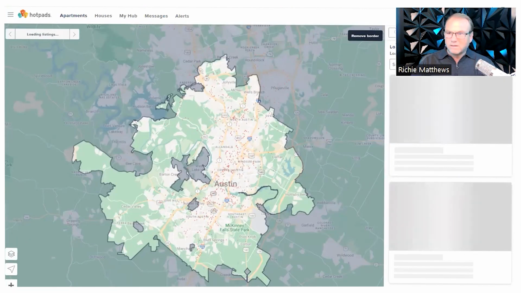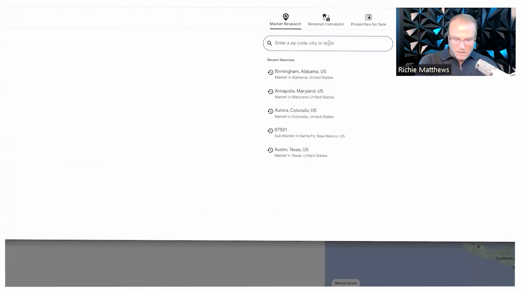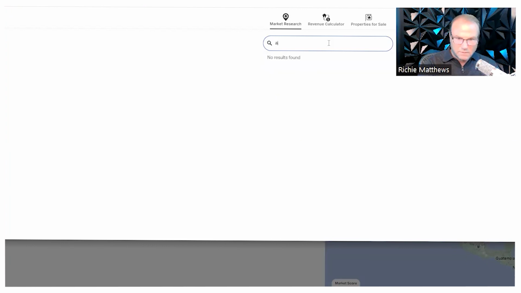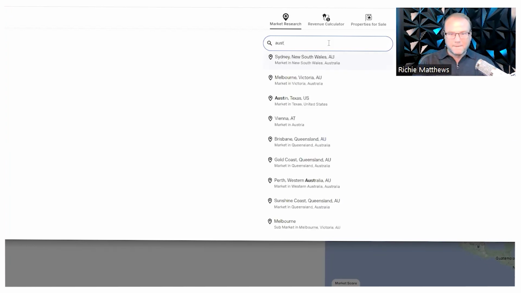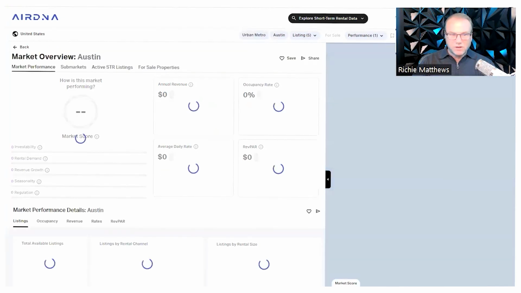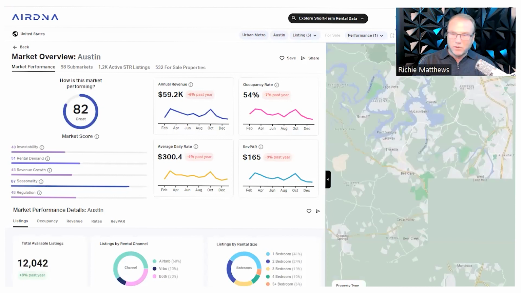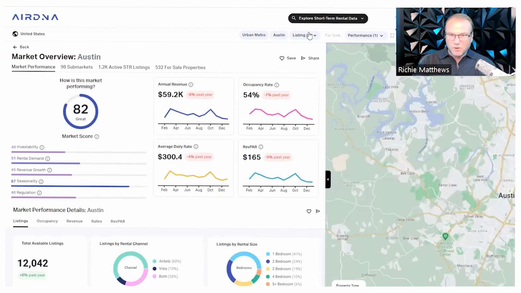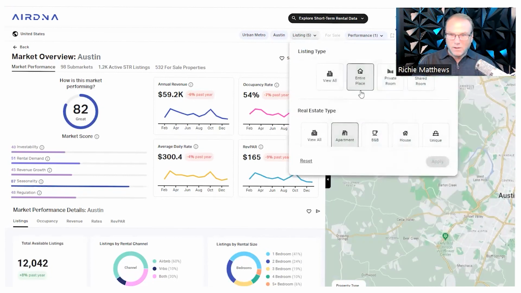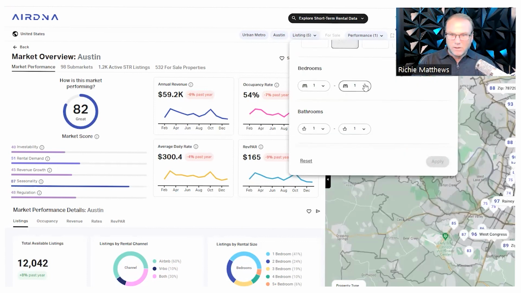Okay, Austin, Texas. I'm going to go over here to AirDNA, Austin, Texas. So the first thing I'm going to do when I want to see what the performance of a certain apartment is, even looking at a 1 or 2 bedroom, is go on here. I'm going to pick entire place, apartment, and I'm going to go right to a 2-bedroom. I'm going to do a 2-2.